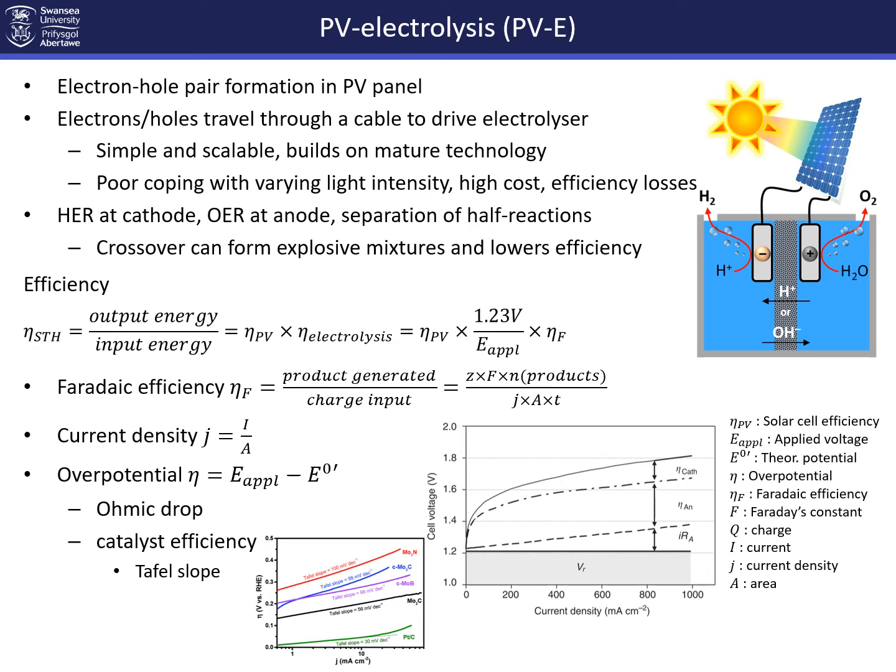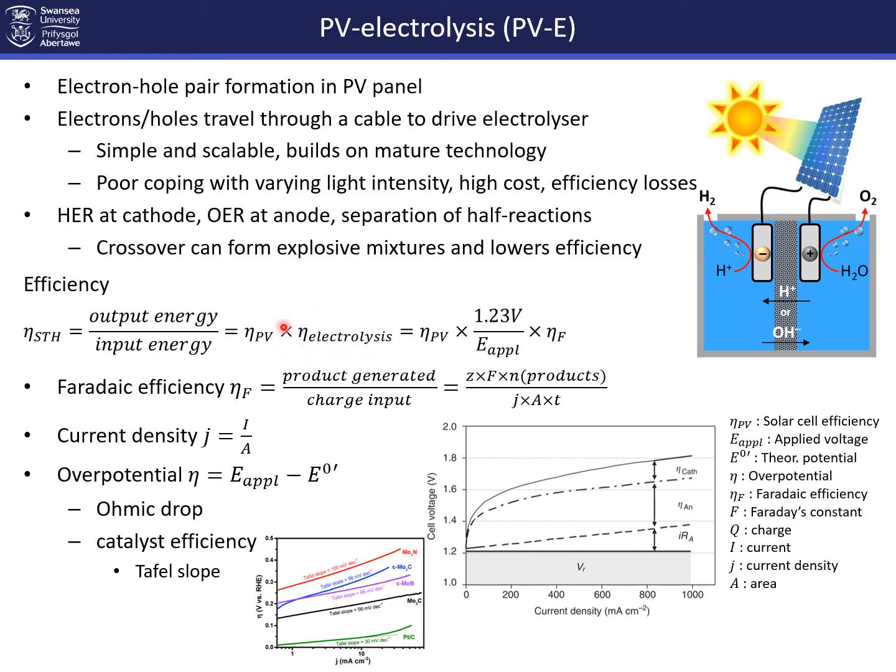How do we measure efficiency? Again, it's output energy divided by input energy. In this case, we simply take the efficiency of the PV panel, so here written as eta PV, times the efficiency of the electrolysis, so eta electrolysis. Eta PV is basically power output divided by the solar input. You can get this from the box when you buy a solar panel, or you can measure it.